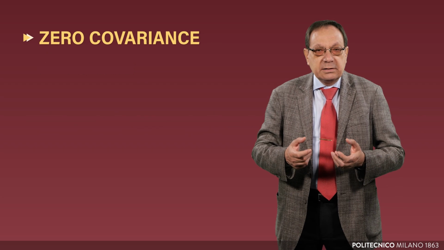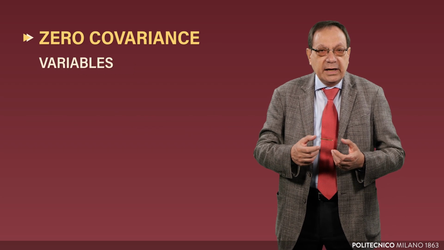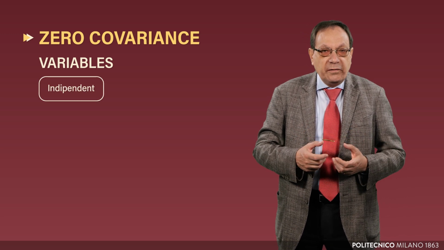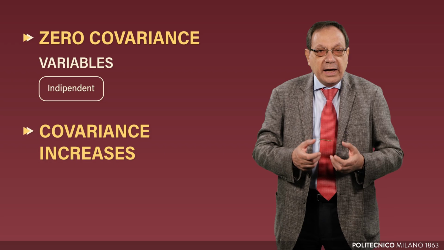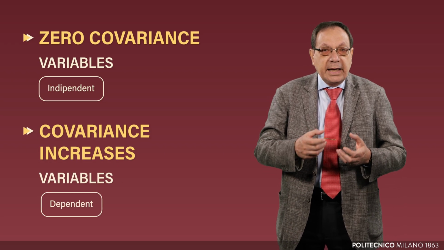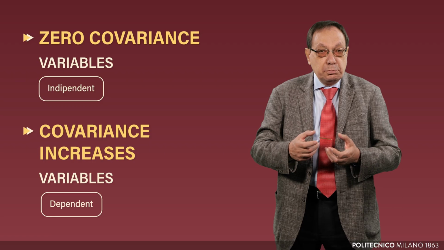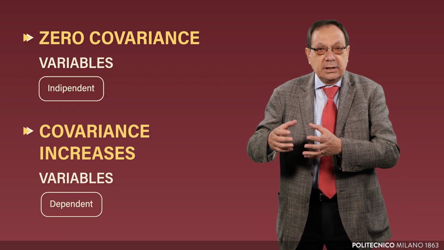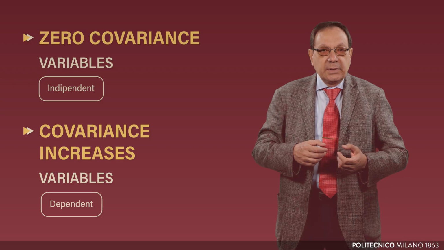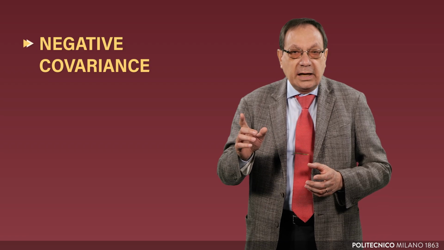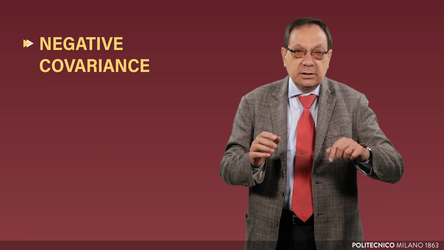It expresses the probabilistic dependence between the two variables. Zero covariance means that the two variables vary in a completely independent manner. As the covariance increases, the two variables become dependent, in the sense that if one takes on values greater or smaller than its mean, the other also takes on greater or smaller values. Covariance can also be negative, in which case if one variable takes on larger values, the other takes on smaller values.